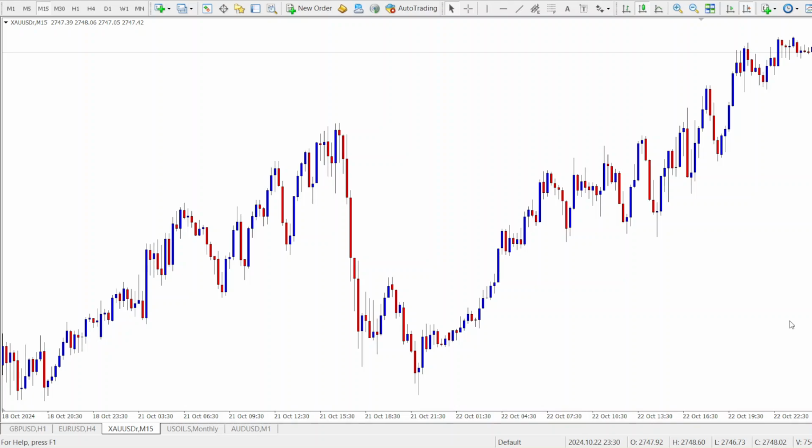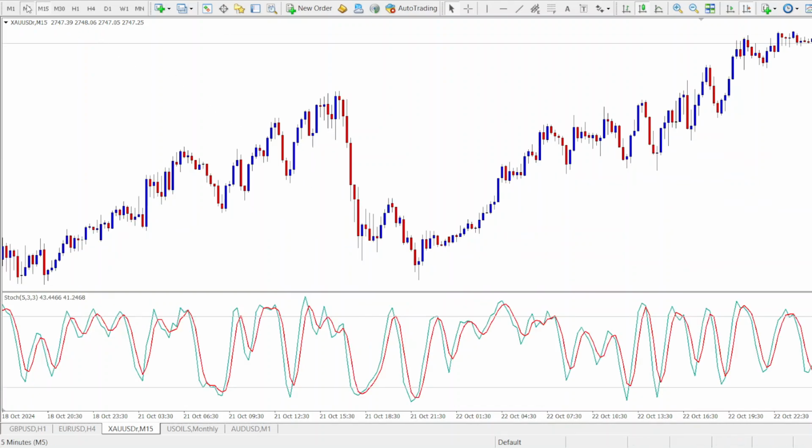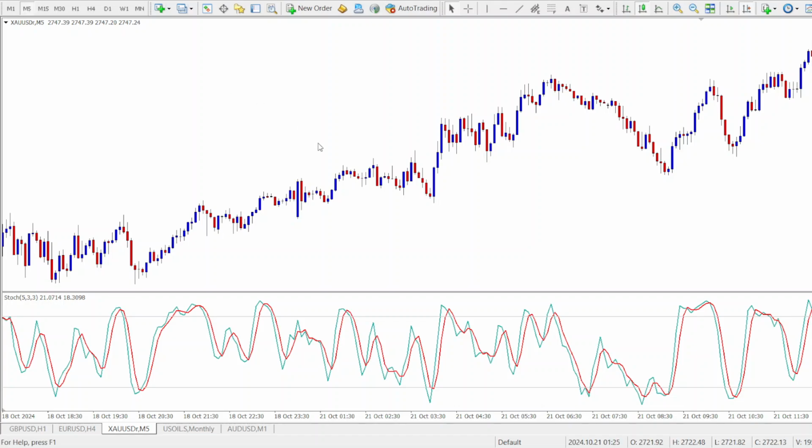All right, now, what is the stochastic indicator? It is a momentum oscillator that compares a particular closing price of a security to a range of its prices over a certain period. Okay, now I'm just going to be adding the stochastic oscillator to the chart. I'm going to be changing this to the 5-minute chart as well. Okay, now the stochastic oscillator helps us to identify overbought and oversold conditions in the market, which is key for making trading decisions.